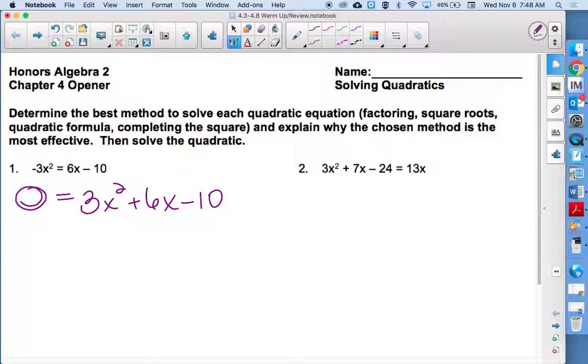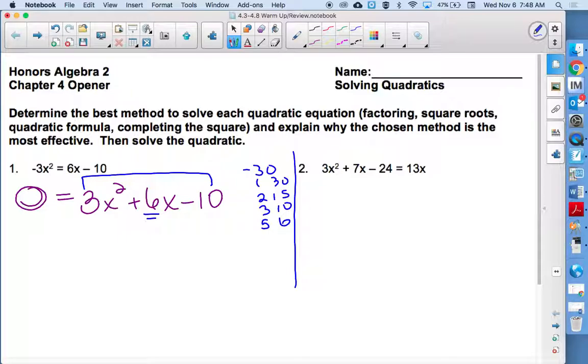So if I want to check to see if it's factorable, we need to take 3 times negative 10, which is negative 30, and then decide, are there any values that multiply to be negative 30 that combine to be 6? So, thinking of the values that multiply to be negative 30, I know we have 1 and 30, 2 and 15, 3 and 10, 5 and 6. Do any of those values combine to be positive 6 in the middle? No. So then factoring isn't an option. So I cannot use factoring because it's not factorable.